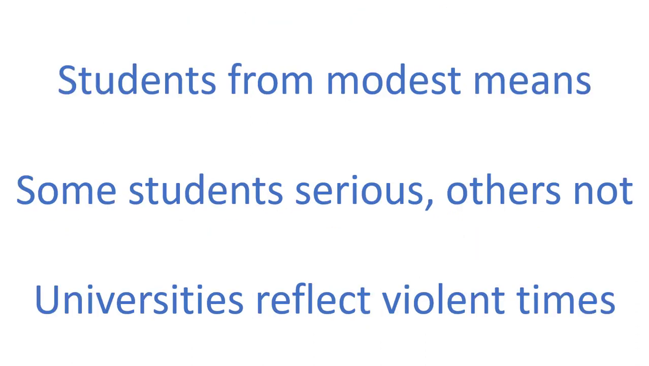The students mostly came from merchant and artisan families of modest means. Then, as now, some students took their education seriously, while others did not. Universities often reflected the violent times in which they existed. Records can be found of violence between teachers and other teachers, teachers and students, students and other students, and students against the townsfolk, known as town versus gown conflicts. Eventually, universities banned weapons as a means to tamp down the violence.